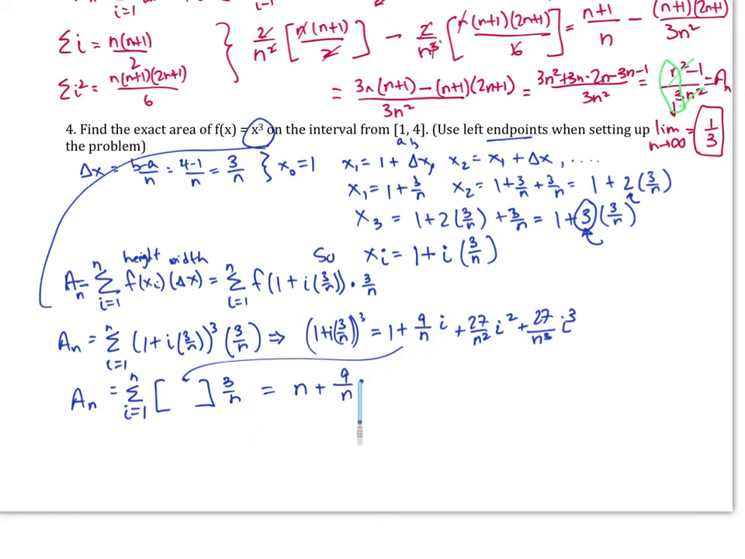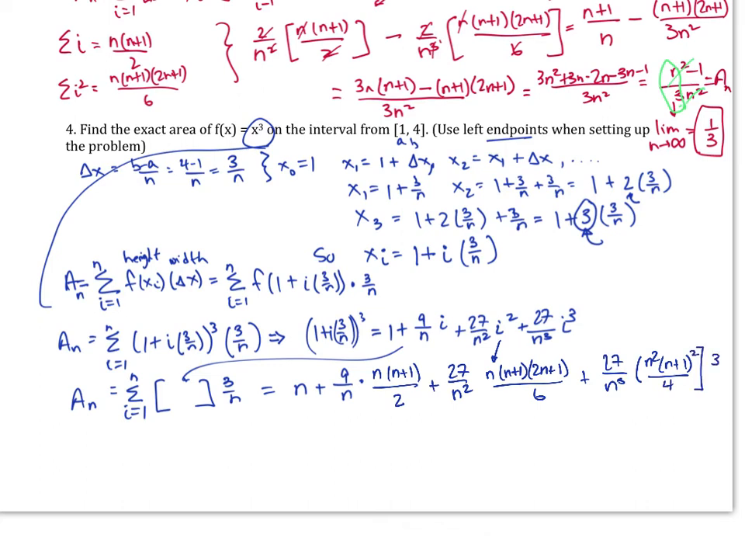And the summation of, this is 9 over n, the summation of i squared would be n times n plus 1 over, or summation of i, I should say, over 2, plus then I've got 27 over n squared. The summation of i squared is our formula, n times n plus 1 times 2n plus 1 over 6, plus 27 over n cubed, and the summation of i cubed is n squared times n plus 1 over 4. This is actually squared here. And then I've got this 3 over n still on the outside right here. This one right here. Okay?